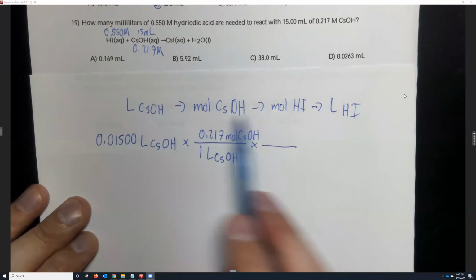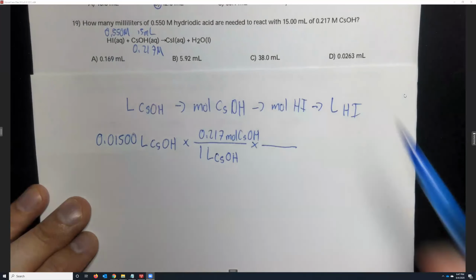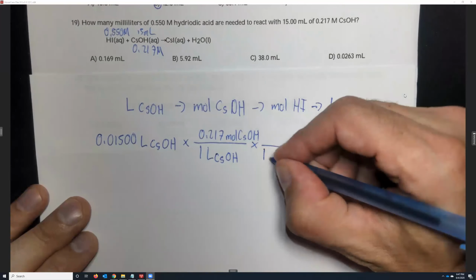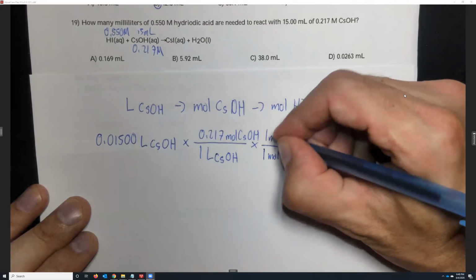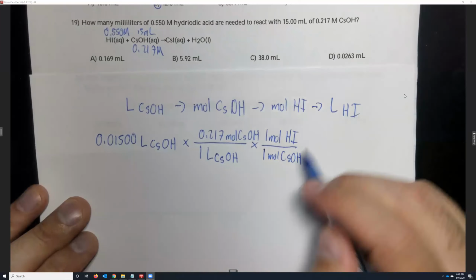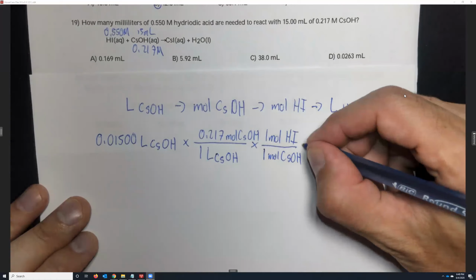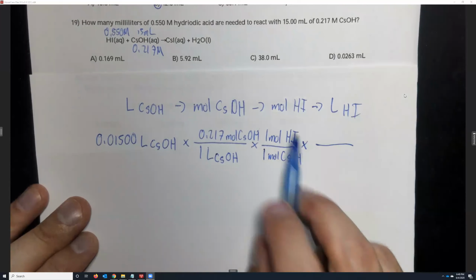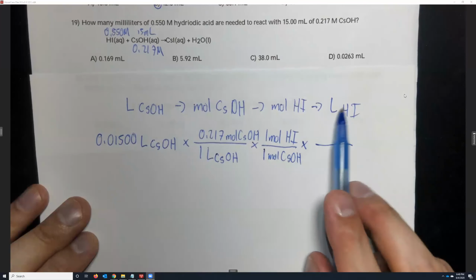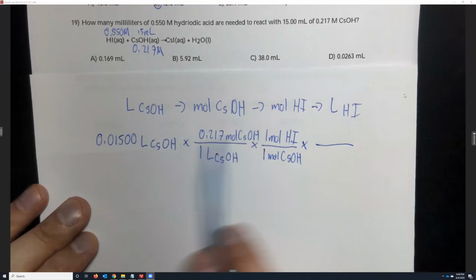Now, we need to go from cesium hydroxide to HI. Always, always, always, one thing to another, balanced chemical equation. In this case, they're all 1. So 1 mole of cesium hydroxide on the bottom and 1 mole of HI on the top. I recommend writing this, even though I understand mathematically you're multiplying and dividing by 1, you're not really doing anything. You don't need to plug it into your calculator, but I do put it here. Next, we want to convert from moles of HI to liters of HI. This is exactly the opposite of what we did here. By exactly the opposite, I mean we flip it upside down.